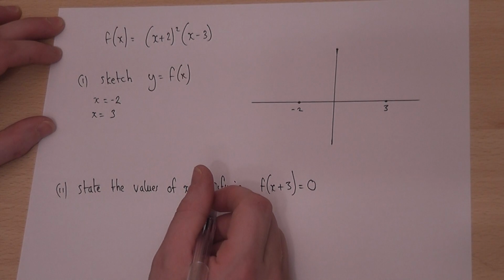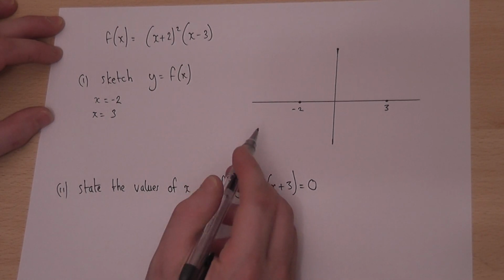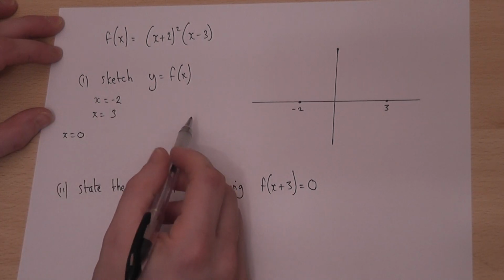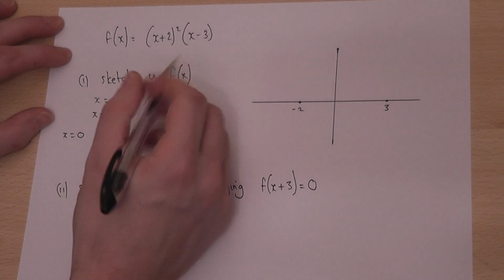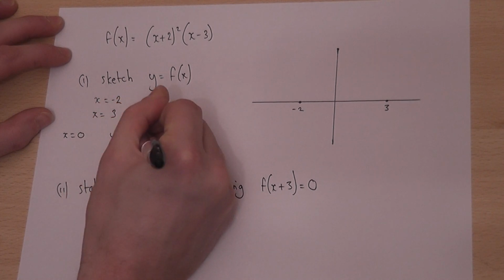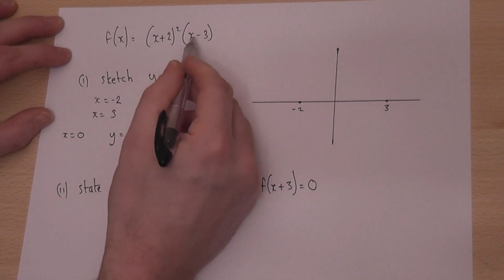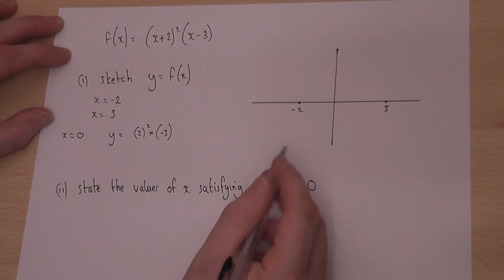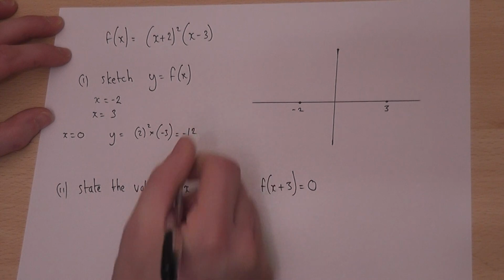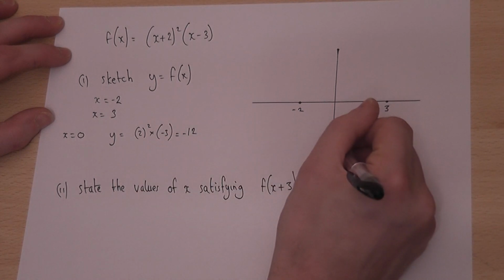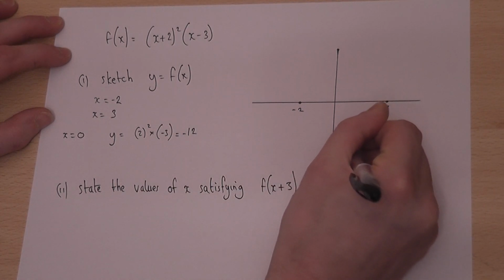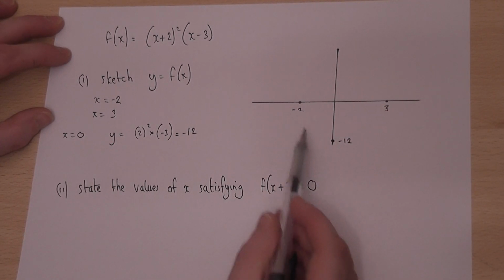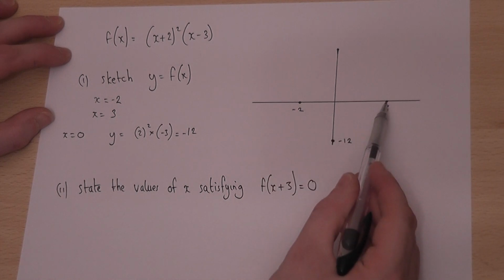We also have the y-intercept. Now this happens where x equals 0. So when x equals 0, I can find the y-coordinate. 0 plus 2 is 2. So y equals 2 squared times by 0 take away 3 minus 3. 2 squared is 4 times minus 3 is minus 12. So the graph also cuts through minus 12. So the graph will only cut through the axes at these 3 points.